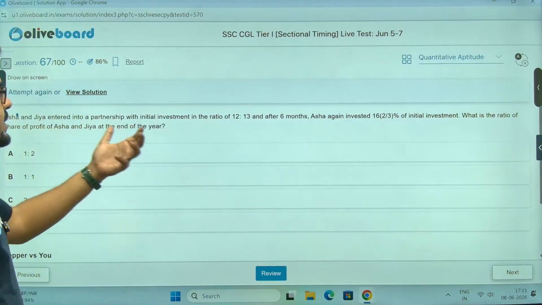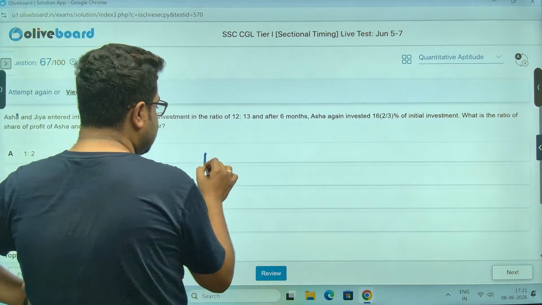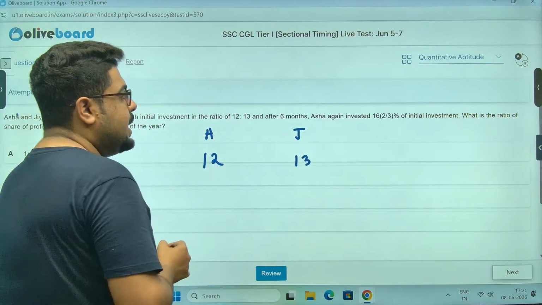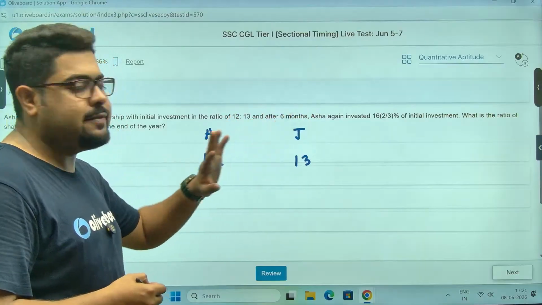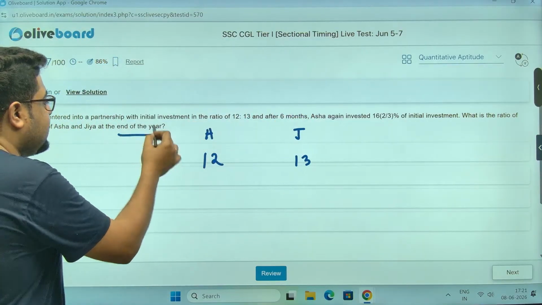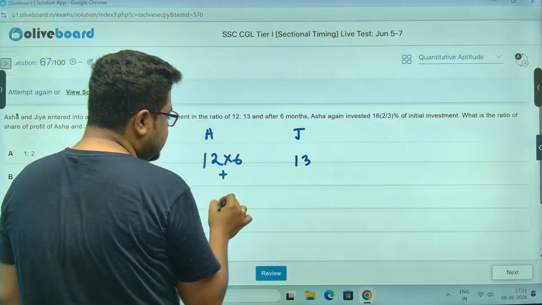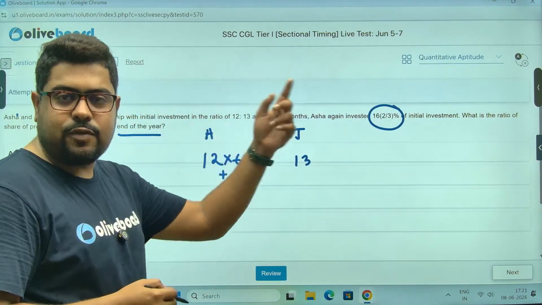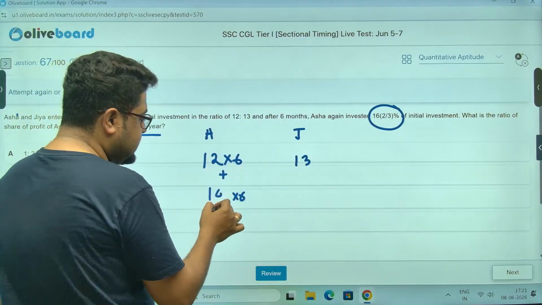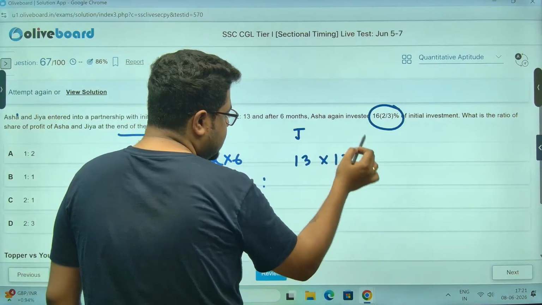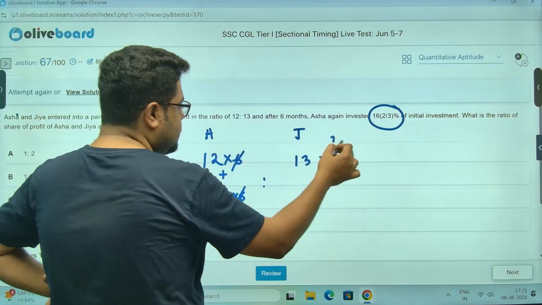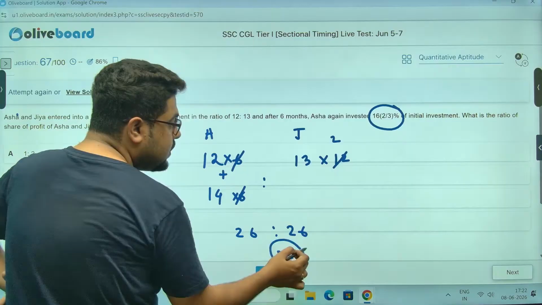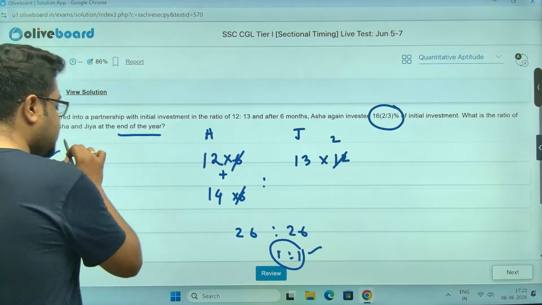Sir, Asha and Jia, this investment is 12 is to 13. 12 rupees, 13 rupees. This is Asha, this is Jia. Asha, again, after 6 months invested this, meaning total time, end of year, meaning 12 months. So this money was there for 6 months. Next 6 months, this is 1 by 6. 1 by 6 of 12 is 2. So 2 rupees more, meaning 14 rupees. And Jia has not done anything. So 6 and 6 gone, this is 2. So 26 ratio 26. That is 1 is to 1, sir. Ratio of profit share is option B, 1 is to 1.